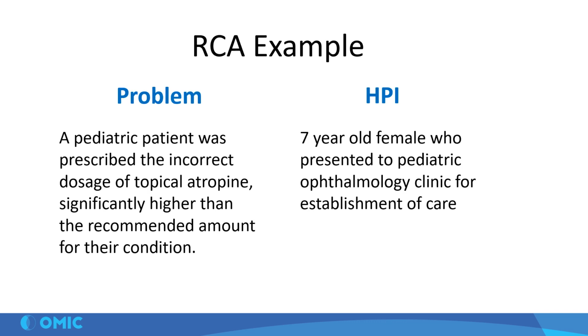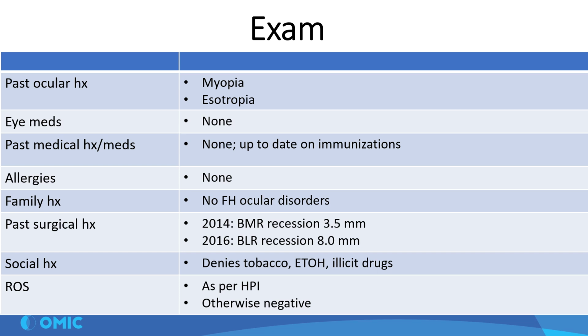I'd like to review with you an RCA done in our practice after a patient was prescribed a wrong dose of atropine that resulted in additional treatment. The patient was a 7-year-old girl referred for myopia management. She had a history of esotropia for which she had undergone 2 prior strabismus surgeries, but was otherwise doing very well.